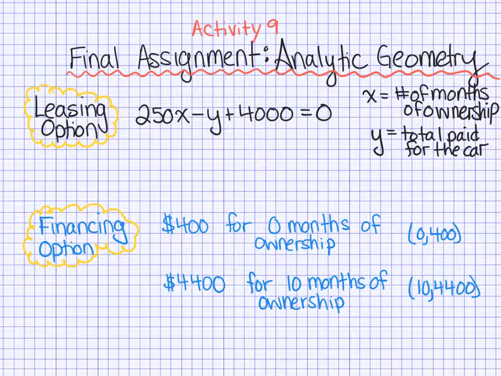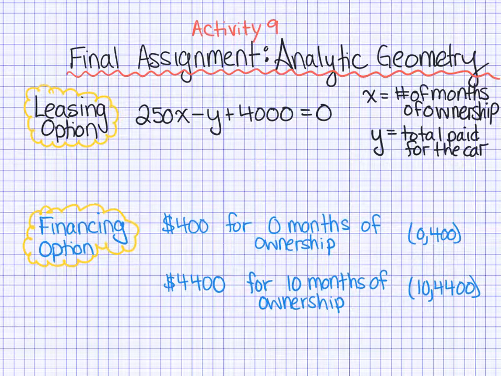In the leasing option, the people aren't going to buy the car in the end. They're just paying a price per month to use the car, and we don't know how long it's going for, but we don't need to. All we want to do is compare these two options. In the financing option, they're borrowing money so that they can eventually own the car.